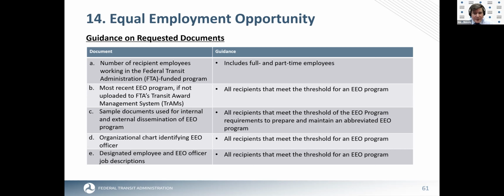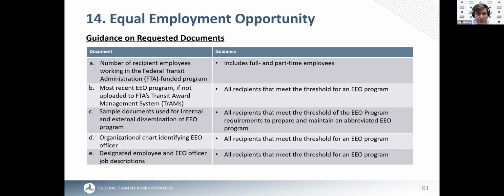The reason that this is important is because if you have a certain number of transit related employees and you request or receive at least $1 million a year, then you are required to have either an abbreviated or full EEO program. If you have 50 or more transit related employees and you request or receive $1 million or more, then you have to have an abbreviated program. If you have 100 or more transit related employees and that $1 million, you have to have a full program. So let your reviewer know what your current headcount is, both for full and part-time employees.